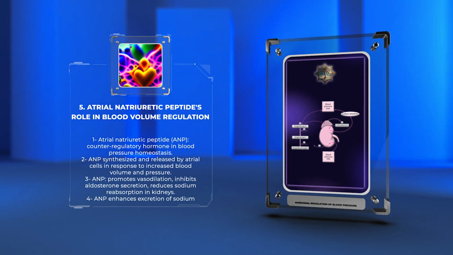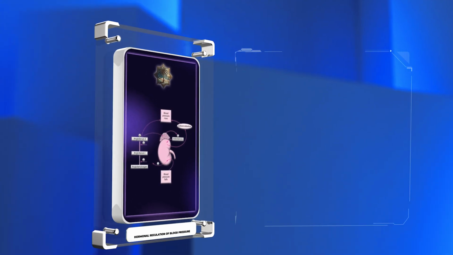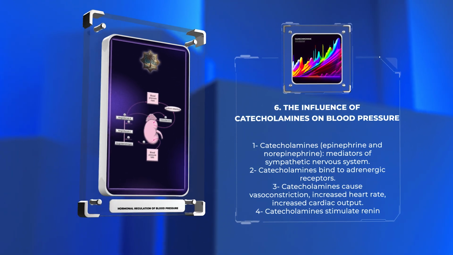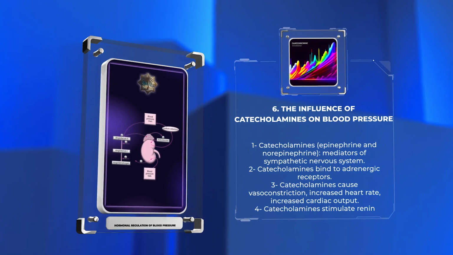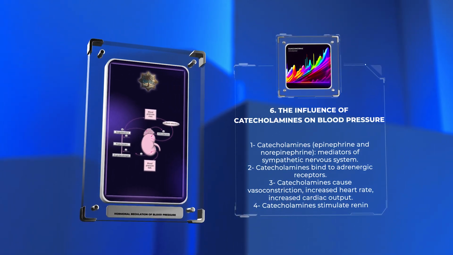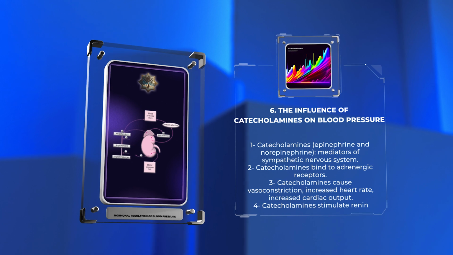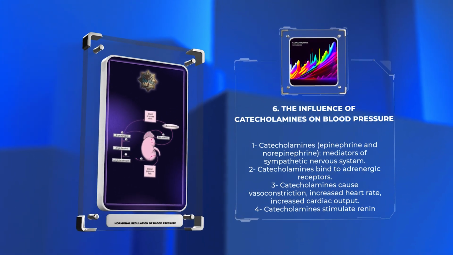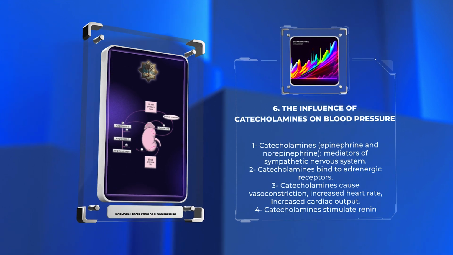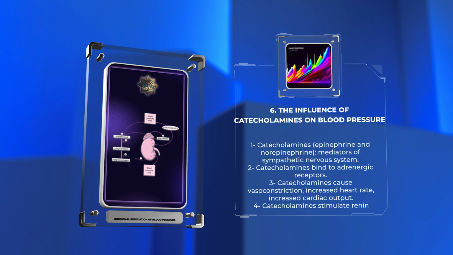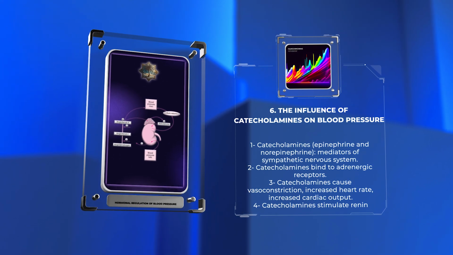Catecholamines, including epinephrine and norepinephrine, are crucial mediators of the sympathetic nervous system's response to stress or stimuli. These hormones bind to adrenergic receptors in various tissues, leading to vasoconstriction, increased heart rate, and increased cardiac output. Additionally, catecholamines stimulate renin release from the juxtaglomerular cells, initiating the RAAS pathway. Overall, catecholamines play a significant role in acute blood pressure regulation.